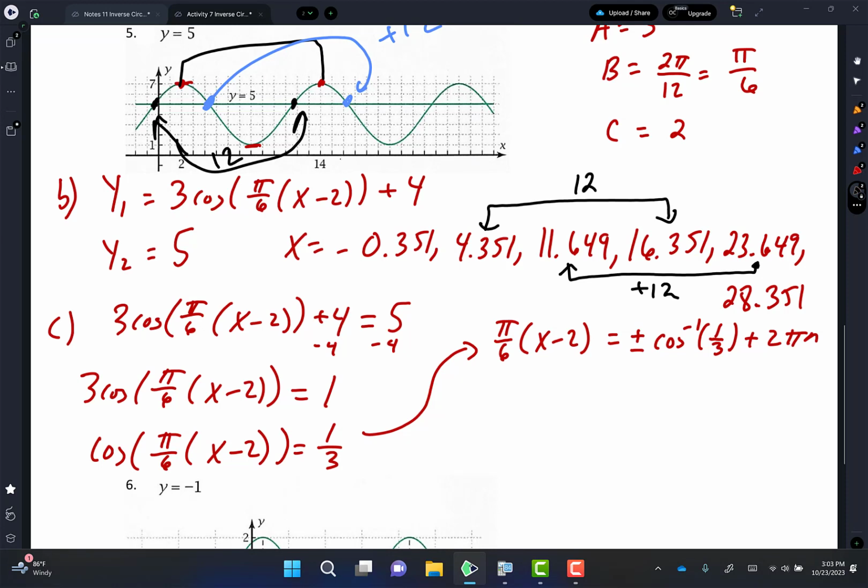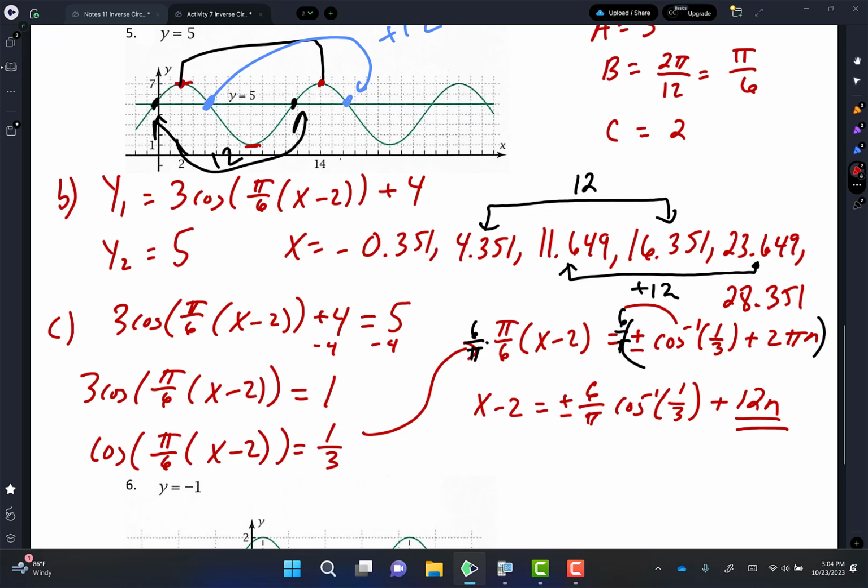I want to get rid of the pi over 6. Yes, you can say divide by pi over 6, but in my opinion it's better to multiply by 6 over pi. That will cancel it. Times 6 over pi, whatever you do to one side, you do to the other. So here we go. I'm going to have x minus 2 equals, and I'm going to distribute, plus minus 6 over pi, arccosine of 1/3. I'm distributing it, plus the pi's cancel out, and what's 6 times 2? 12.